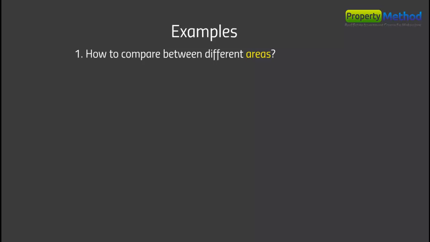For example, how to compare between different areas. In detail, the question is, if we want to compare two areas of interest in KL, like for example, Setapak or Damansara, how can we know which area is better for me, or better for a beginner in property investment? Which one will be safer, or which one will provide a more secure return? Next, how to compare between different properties. For example, properties in this area of interest, how can we compare them?